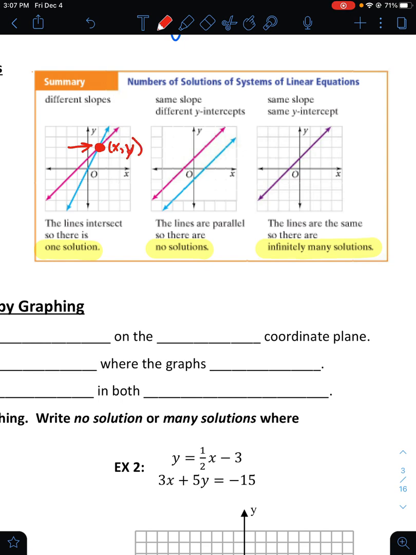What if they don't intersect, like the second one? Well, they're going to be parallel, as it says right here. Therefore, there is no solution. There is no ordered pair that would work in both equations because they never touch.